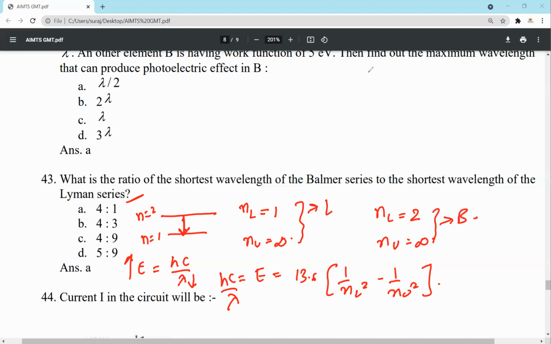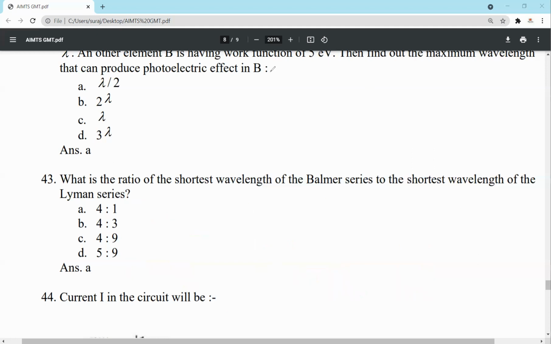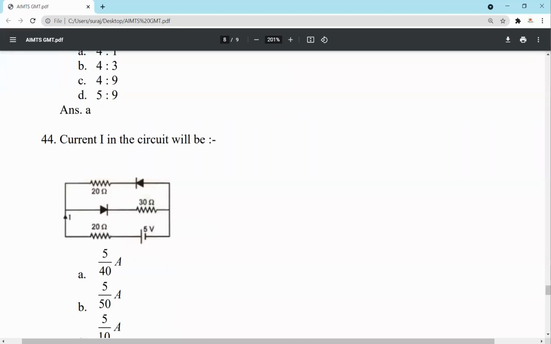Now coming to question number 44. Current in the circuit is given, I want the current. PN junction question. First, we need to check which PN junction is forward biased and which is reverse biased. See, this is forward bias, this is reverse bias. A PN junction diode under reverse bias will act as an open circuit. That means current won't flow here. Current will flow only here.